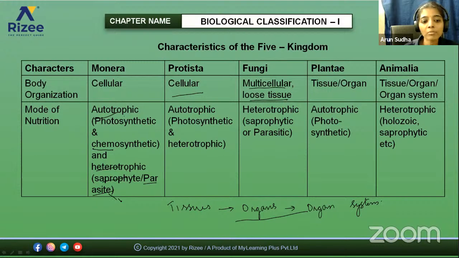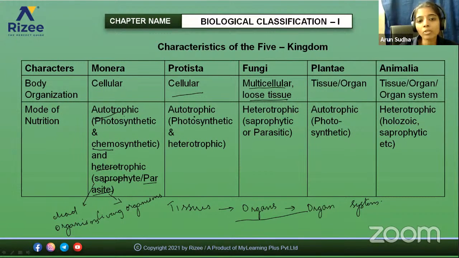Parasites are the organisms which depend on the living organism. That is, they feed on the living organisms. And in the case of saprophytes, they get their food from the dead organisms. So there is a difference between saprophyte and parasite. So in Monera, the mode of nutrition is autotrophic and heterotrophic. It may be photosynthetic autotrophs or chemosynthetic autotrophs, or it may be heterotrophic, whether parasitic or saprophytic. And in the case of Protista, how is the mode of nutrition?